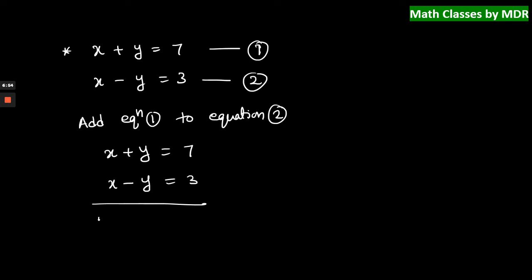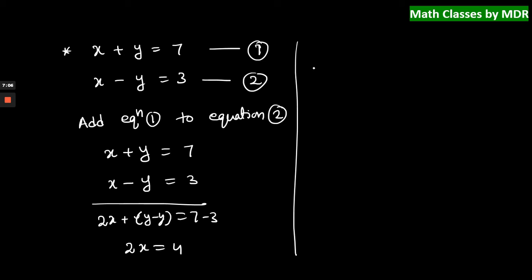So x plus x is 2x, plus y minus y, and 7 minus 3. So y minus y is 0. So 2x is equal to 4. When 2x is equal to 4, what is the value of x? x is 2. Does it make sense?